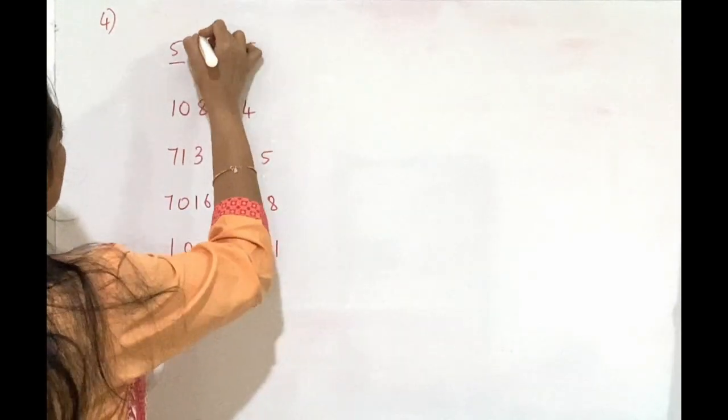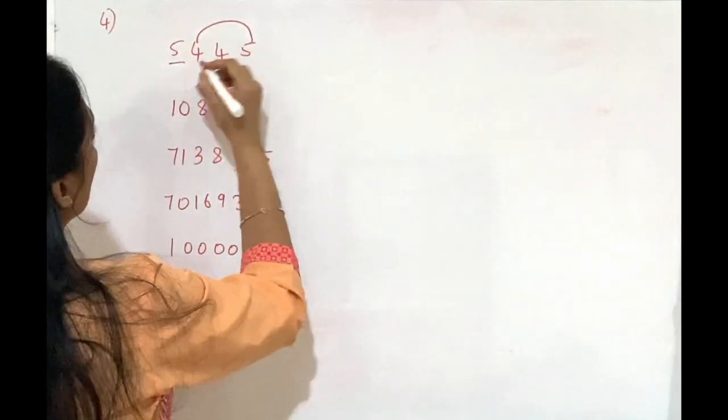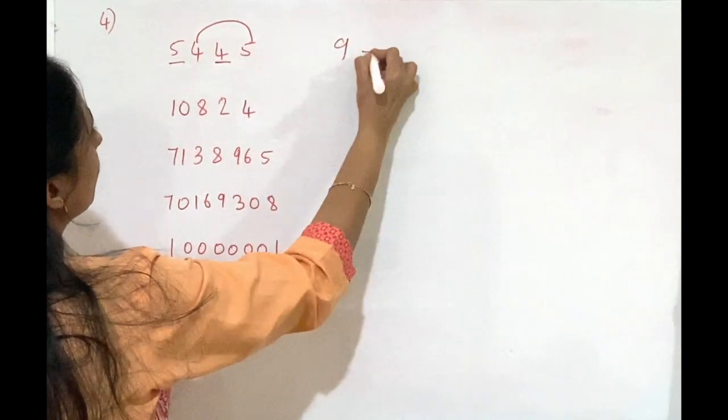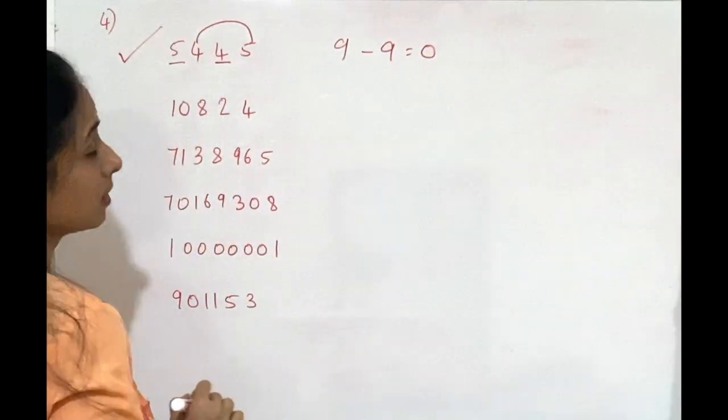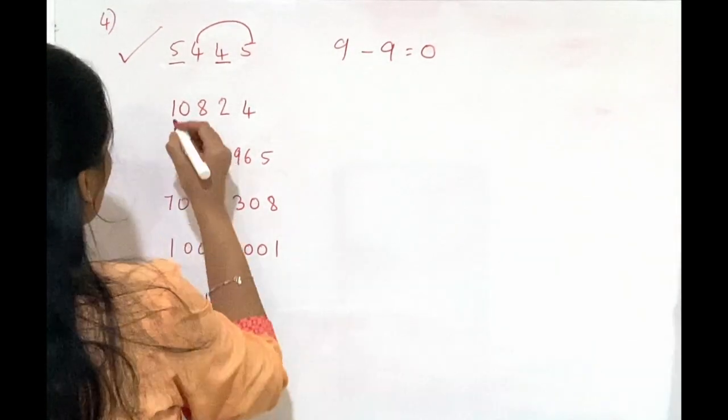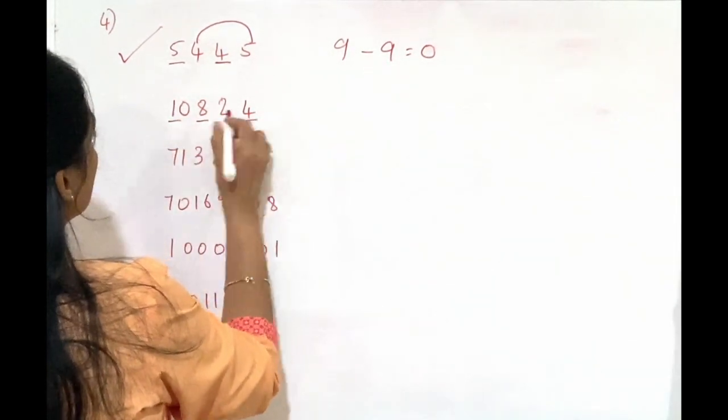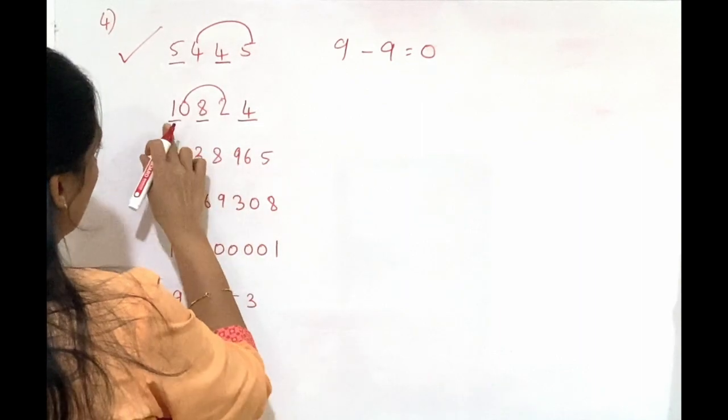So alternate digits. 5 plus 4, 9. 5 plus 4, 9. When you subtract, you get 0. So I will say this number is divisible by 11. These are alternate digits. These two are alternate digits.